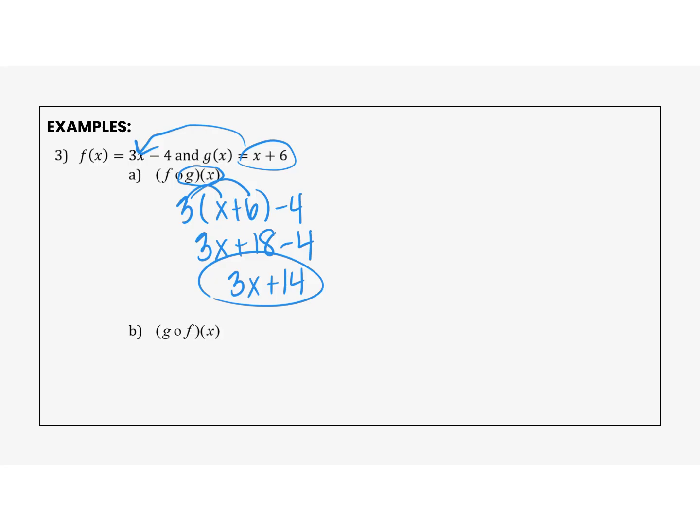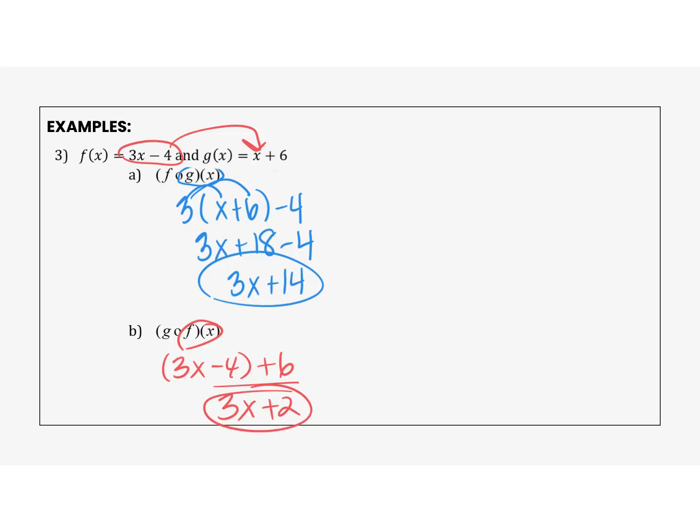Okay, now if I have g of f of x, I'm going to do the opposite, right? So again, I'm starting with the inside. So I'm taking f of x and plugging it in for x in g of x. So that gives me 3x minus 4 plus 6. So I don't really have to do any multiplying or anything. All I have to do is combine these like terms of negative 4 plus 6. So I get 3x plus 2. There's my final answer.